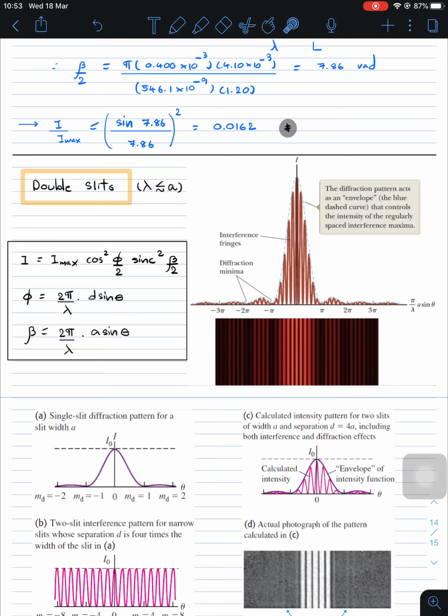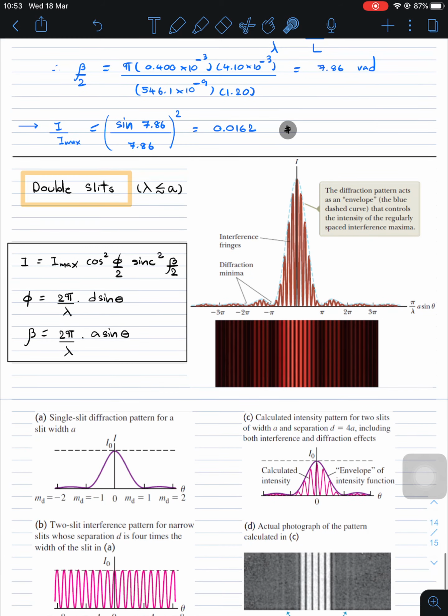Okay, so you can see the bright fringe and the dark fringe, and the bright fringe and dark fringe, switching with each other here. If you look at this dashed curve here, it's going to be the envelope. The envelope from what? The envelope from the diffraction patterns. As it says here, the diffraction pattern acts as an envelope.